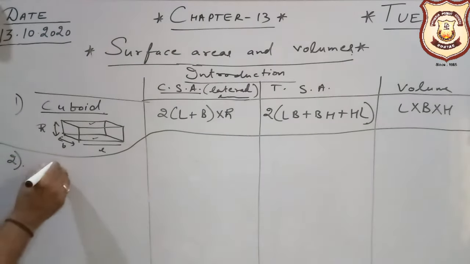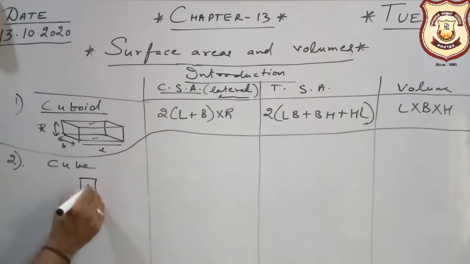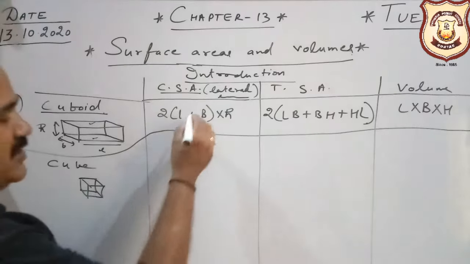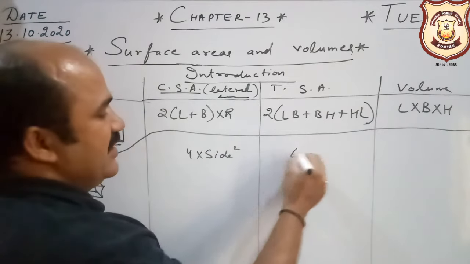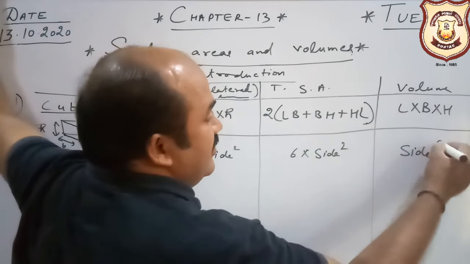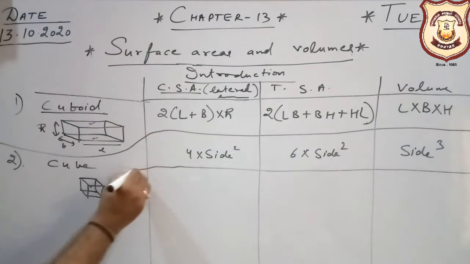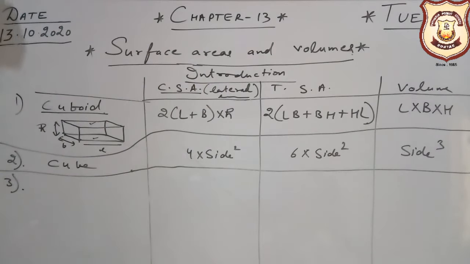The second figure, you know, is the cube. In a cube all faces are in the shape of a square. So here CSA is 4 into side square, TSA is 6 into side square, and volume is side raised to power 3, side cube. After this, the third one, you can take the cone.